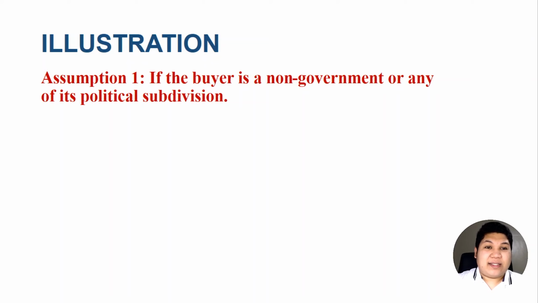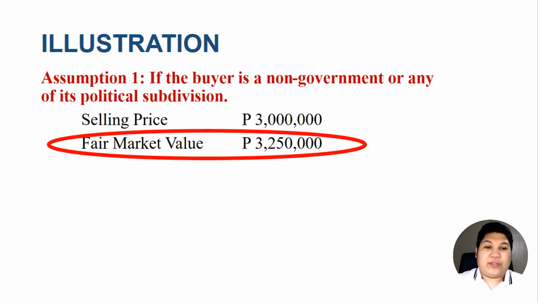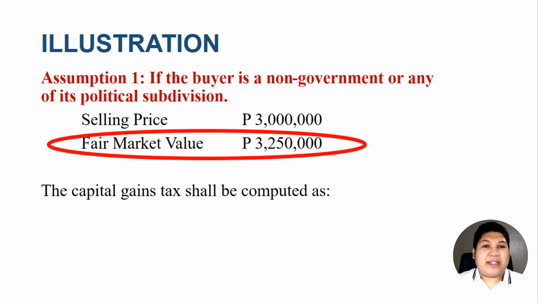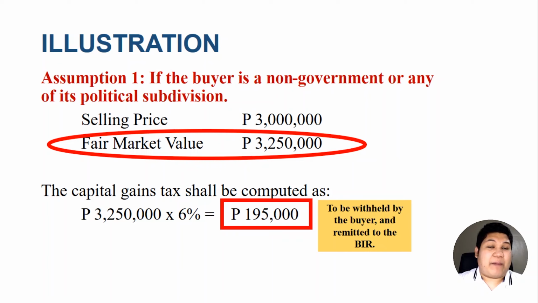Therefore, if the buyer is not a government, the tax applicable will be 6% capital gains tax. So, first, we will compare the selling price of 3 million versus the fair market value of 3,250,000, and we will choose whichever is higher. So we will choose the 3,250,000 as this is the higher amount. So the capital gains tax shall be computed as 3,250,000 times 6%, which is equal to 195,000 pesos.